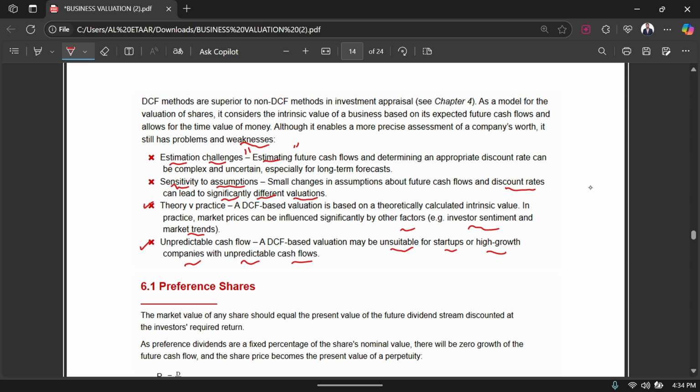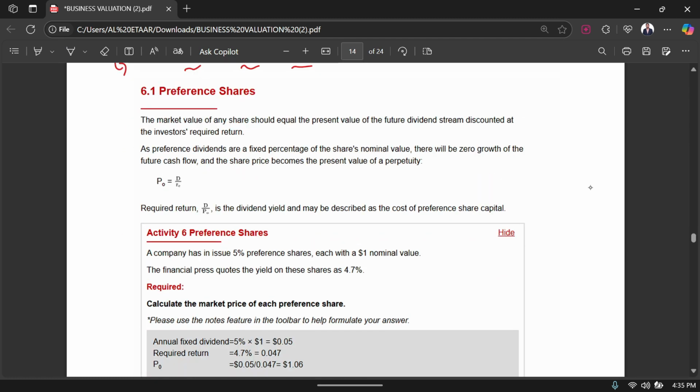So these are a few weaknesses or problems with the discounted cash flow method that you guys need to memorize. Okay. And now we are moving towards preference shares. So if a company has issued preference shares, how is the company going to calculate the value of its share, or how are you going to value the company based on its preference shares?